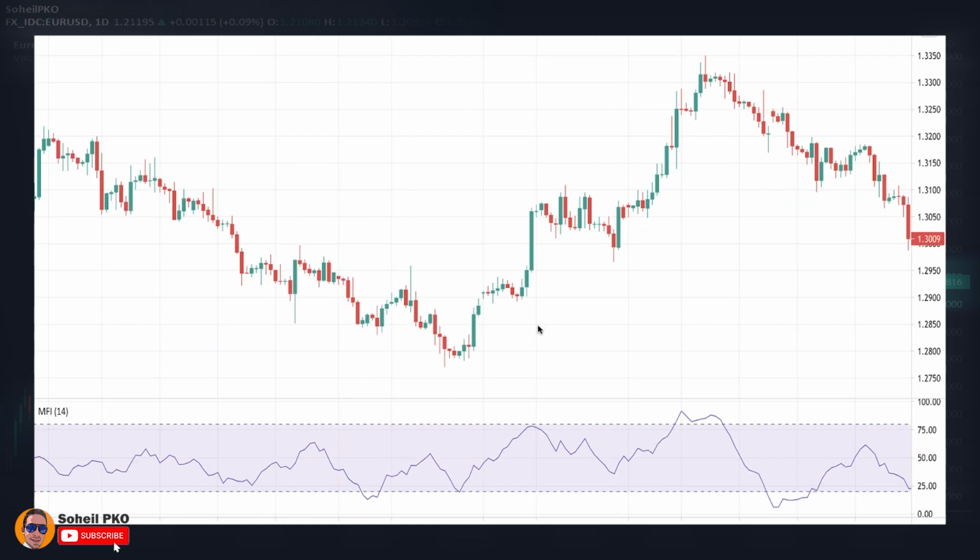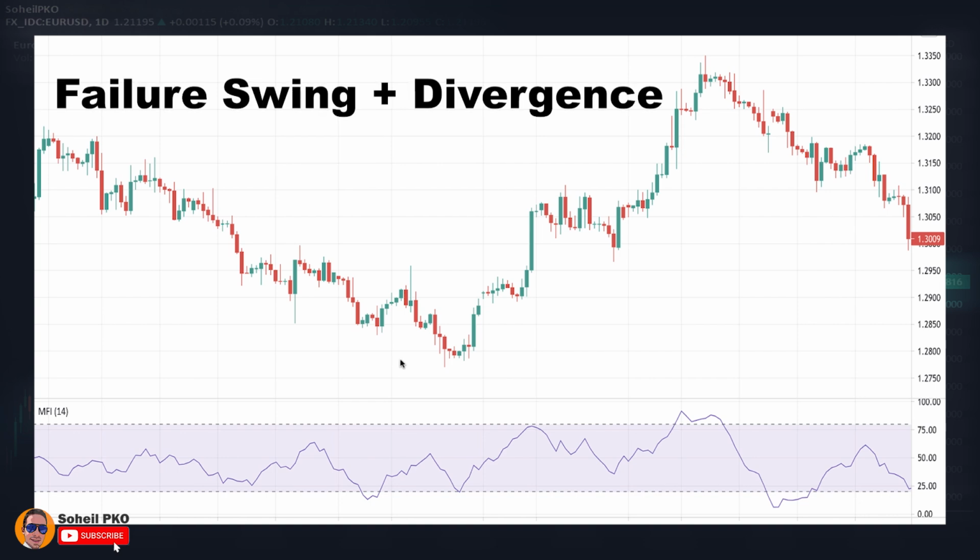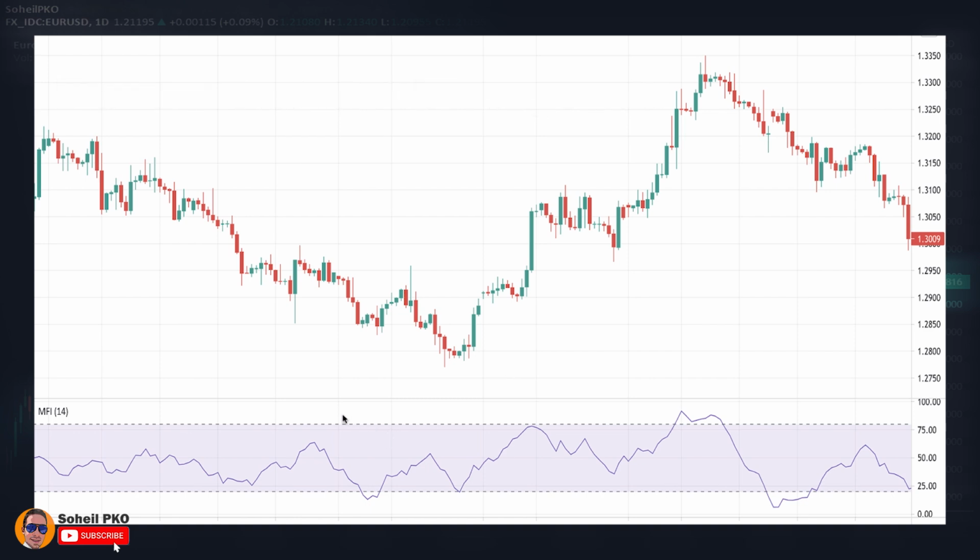There is one strategy to filter these kinds of false signals in divergences or even overbought oversold readings, and that is using failure swings combined with divergences. Failure swing happens when the MFI passes the overbought or oversold levels, but after that in another try it can't, and this shows changing in the momentum.